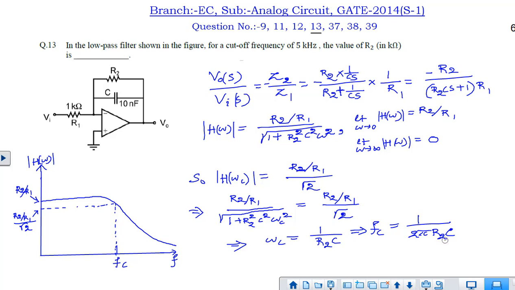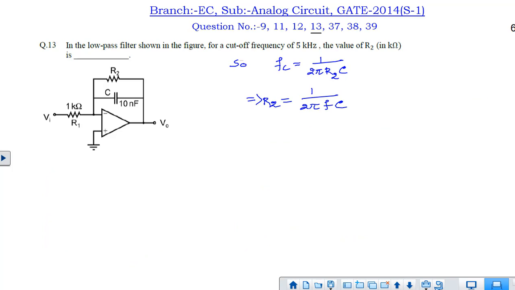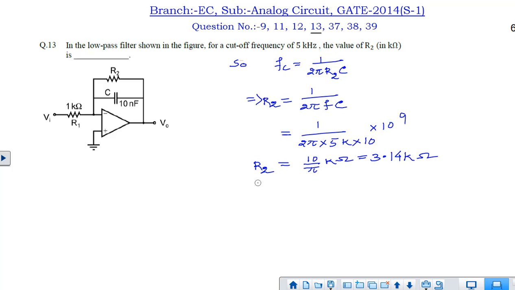Now we have to find out what the R2 value is. The cutoff frequency value is given to be 5 kHz. The capacitance value is given to be 10 nanofarad. So you can easily find out the value of R2 from this expression, that is, R2 is equal to 1 by 2 pi fC. Simply we will put in all these values and we get the R2 value to be 3.14 kilo ohm. So that is the solution for question number 13. Thank you.